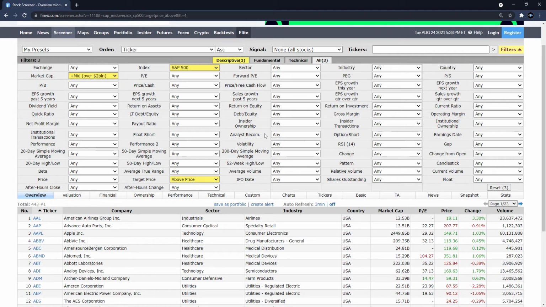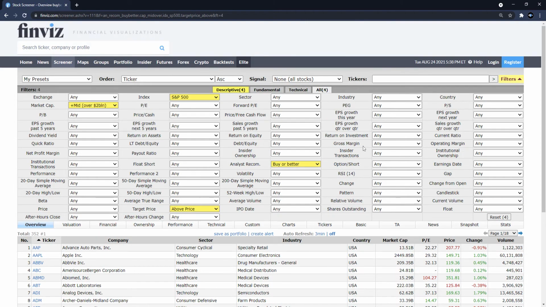This is under the analyst recommendations, as you can see. Analyst recommendations are an outlook from a stock market analyst on a stock. We just want to have buy or better. Where is it? Okay, right here, buy or better. That's what I like to do personally.